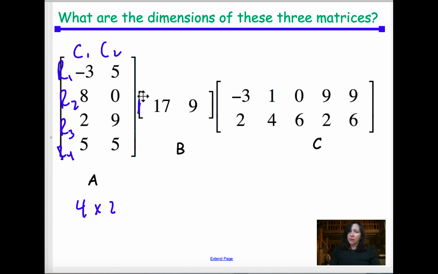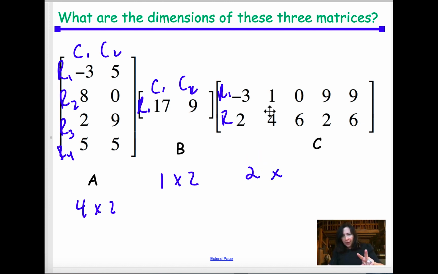And this one right here, we have 1 row, we have 2 columns, column 1, column 2. And so this one is called a row by column, so it's called a 1 by 2. This is a row 1, row 2, so we have 2 rows, so that's a 2 by column 1, column 2, column 3, column 4, and column 5. So that's a 2 by 5.